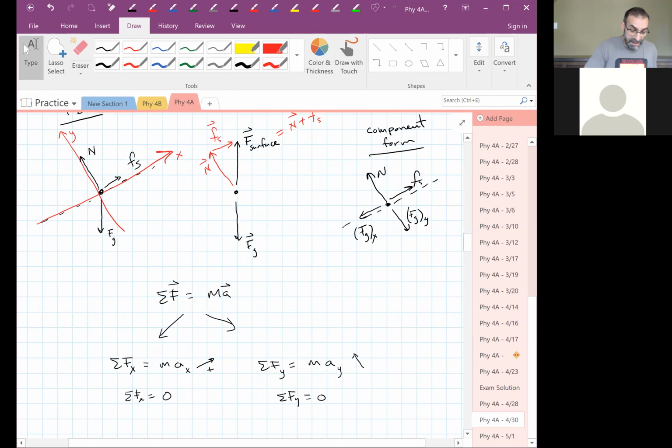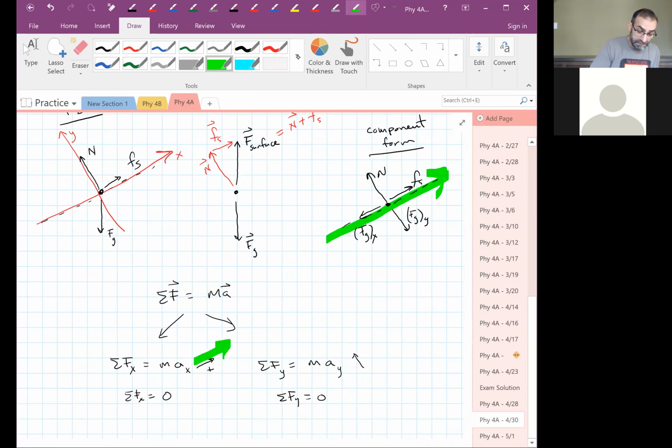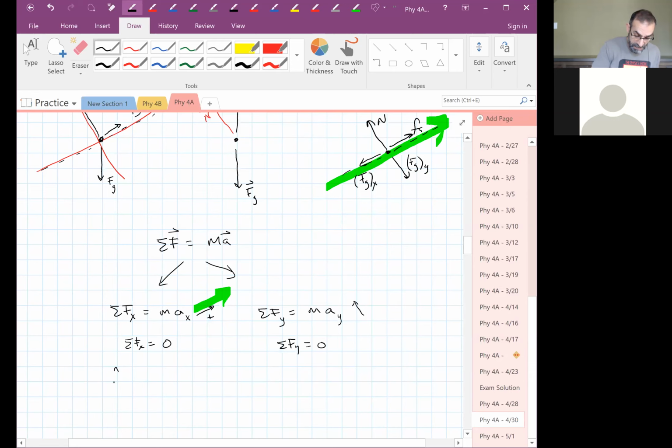So I'm taking the x direction. Let me use green for this one. So this is my x direction. I've got one force that points in the positive x direction. That's the static friction force. And I have one force that points in the negative x direction. That's the force of gravity along the incline, so minus Fg sub x. And those two have to add to be 0. The sum of the forces in that direction has to be 0.